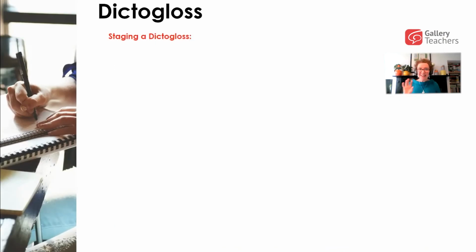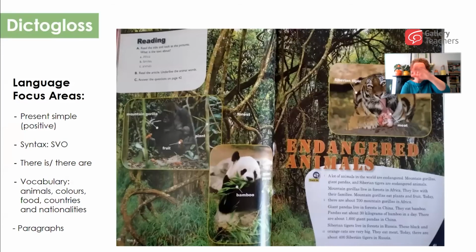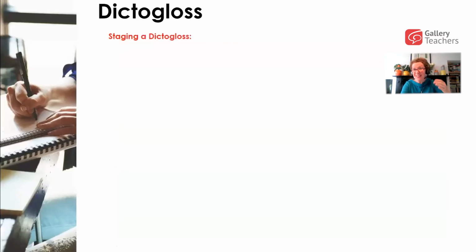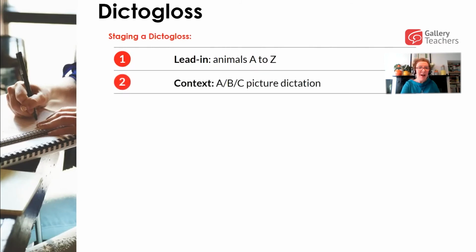All right, now let's look at how we can stage a Dictogloss. Again, this is a suggested procedure, but you may decide to change a few things based on your own class and on your own learners. So let's see. Whenever I stage a Dictogloss, I was thinking about my lesson about the endangered animals. So this is really an example. I would do a quick lead in. It could be a kind of A to Z of animals.